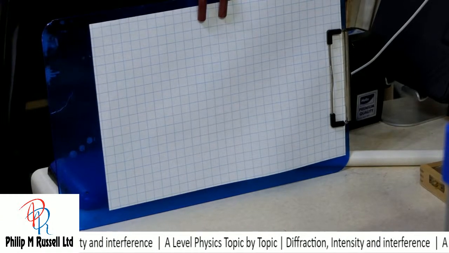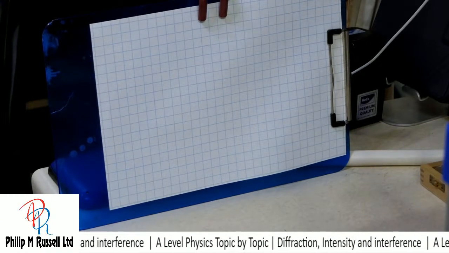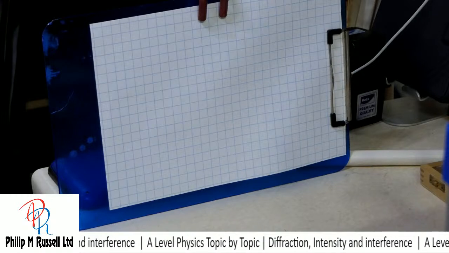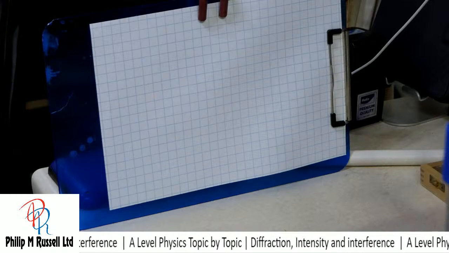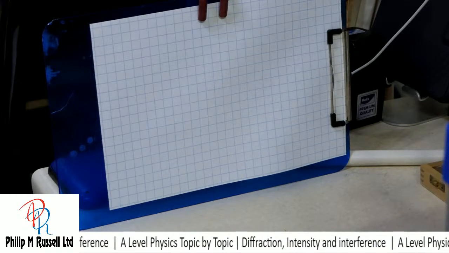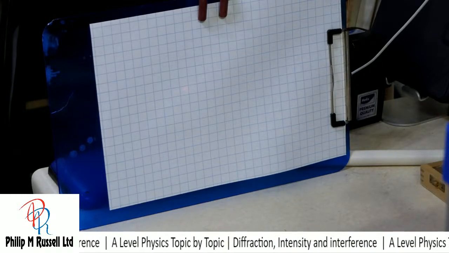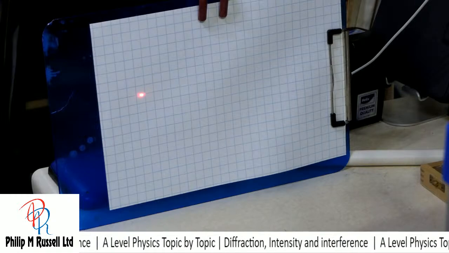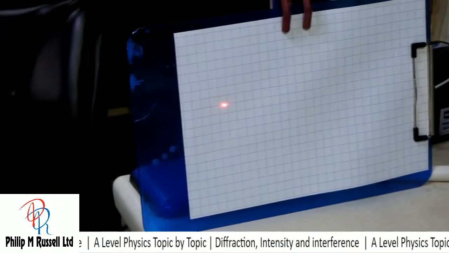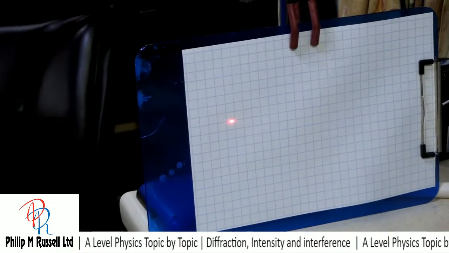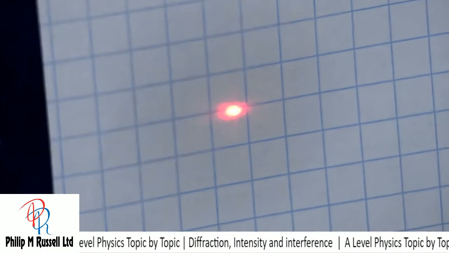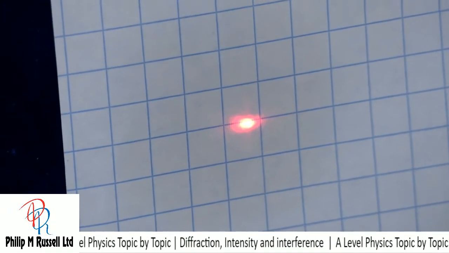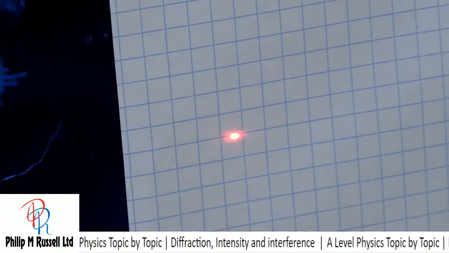So what I'm going to do is put my laser on, and if I have my laser on, I'm going to shine that onto my piece of paper. Now, to go with this, I'm going to try and shine this through a small hole.